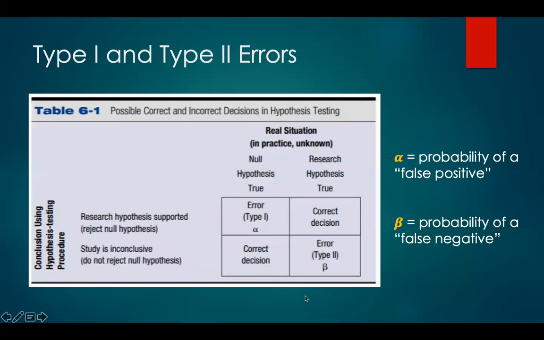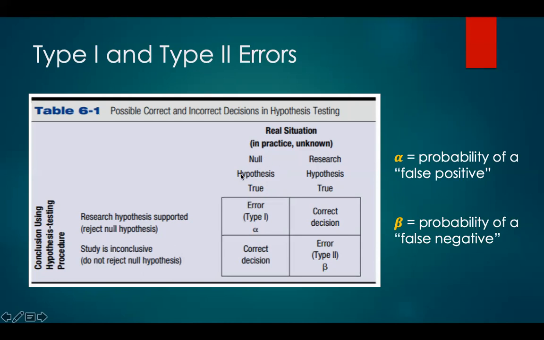Now, here is a chart that plays out what these errors look like. Let's say, in actuality, our null hypothesis is true, but our research hypothesis is somehow supported by our data, and we reject the null hypothesis because we found a p-value less than 0.05. We've made a type 1 error. That's a false positive. And the probability of obtaining that false positive is expressed as alpha.